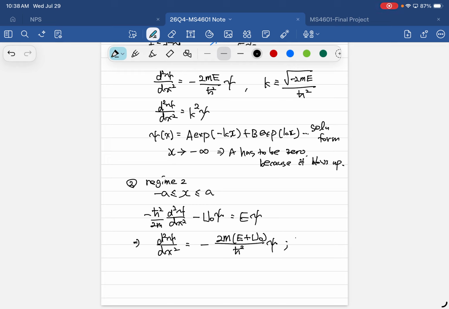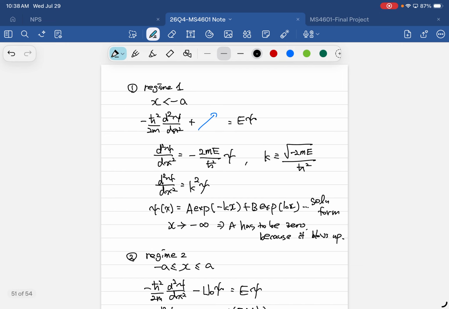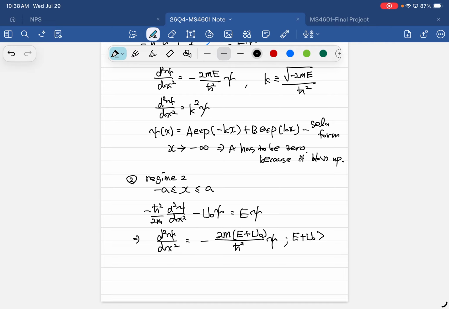So here again, another thing: this E plus u naught, we have to evaluate the sign of that. So for that one, let's just go back here. If you look at it, E plus u naught is simply what? The energy difference between the particle energy and the bottom of the bucket. So E plus u naught is actually always a positive value. Does that make sense? Because it's always the energy difference between the bottom and the particle energy. So E plus u naught is positive.